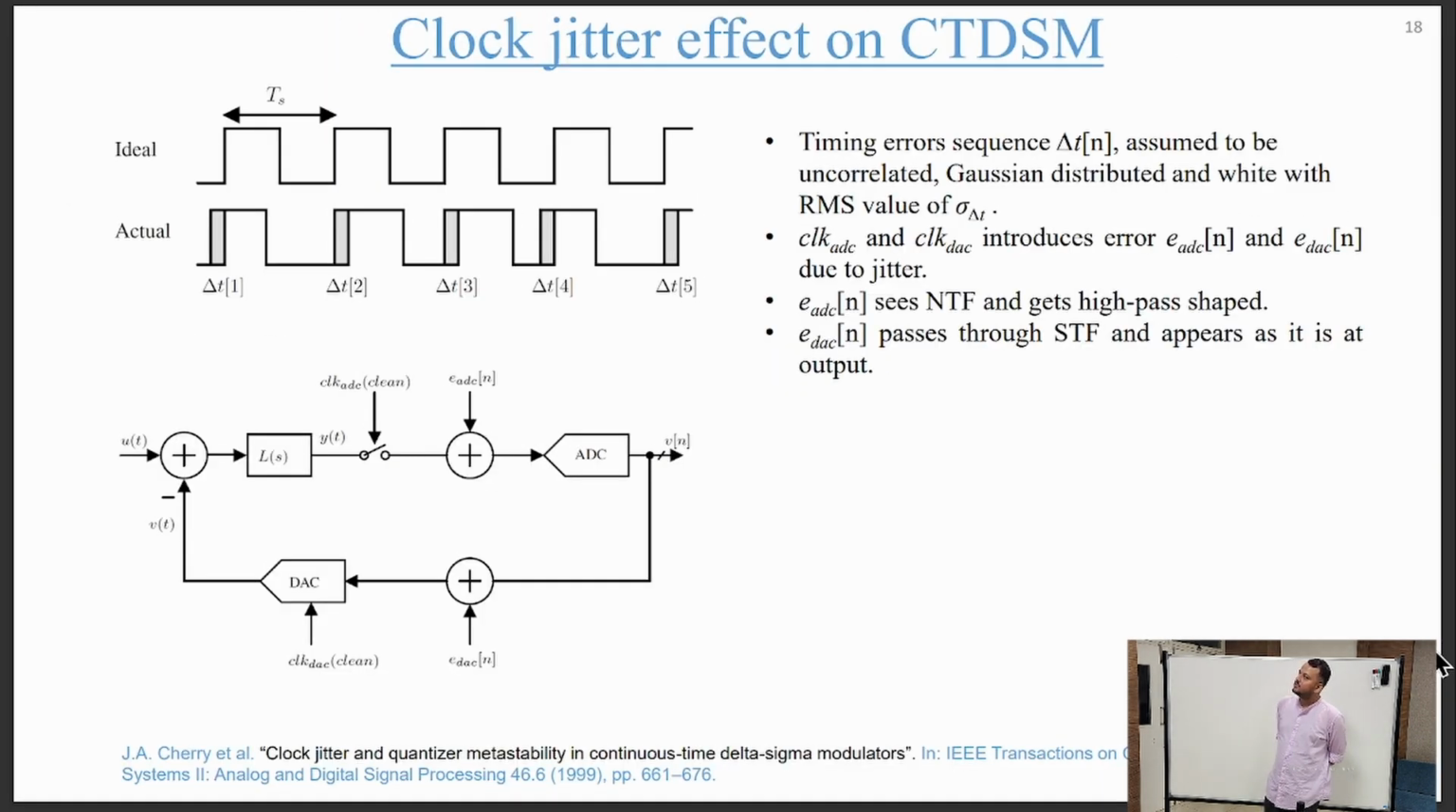Okay, now we'll look at the clock jitter effect on the CTDSM. Clock jitter is assumed to be Gaussian distributed and white. In a CTDSM, jitter in the clock of both the ADC and DAC can affect its noise floor. Through the jittering clock of the ADC, an additional error sequence, EADCN, gets induced and is added at the shown point, and through the jittering clock of the DAC, an additional error sequence, EDACN, is induced as shown. They will accordingly see their respective transfer functions.